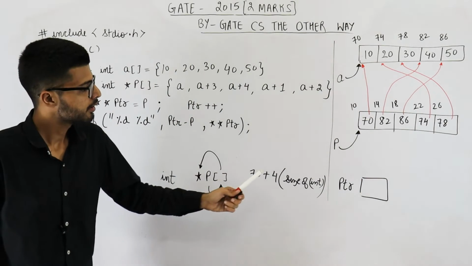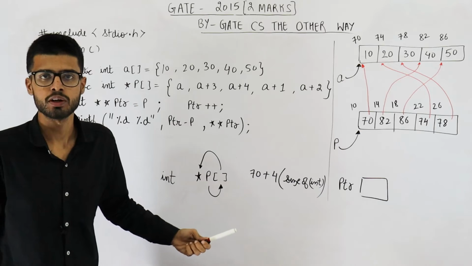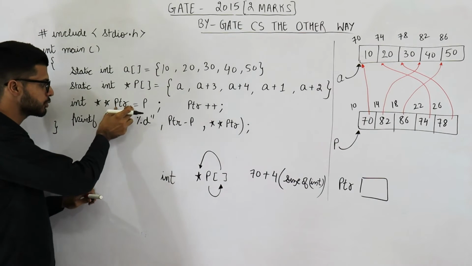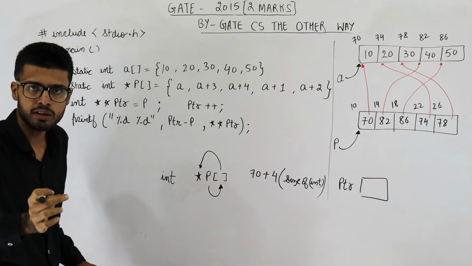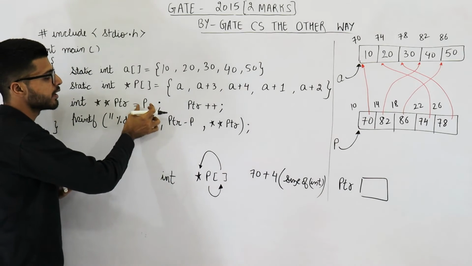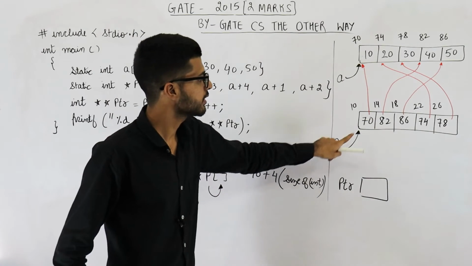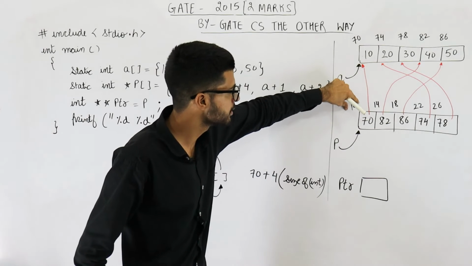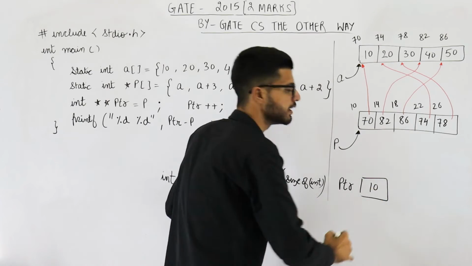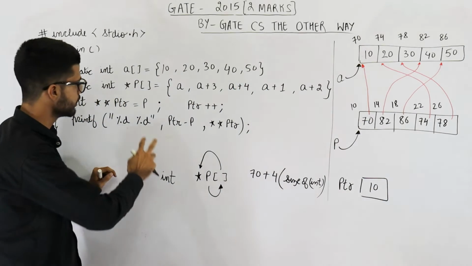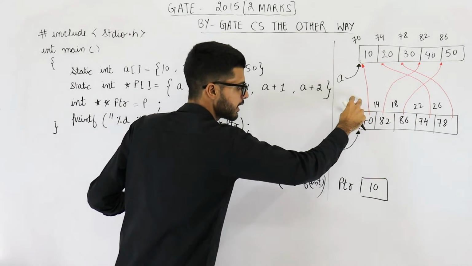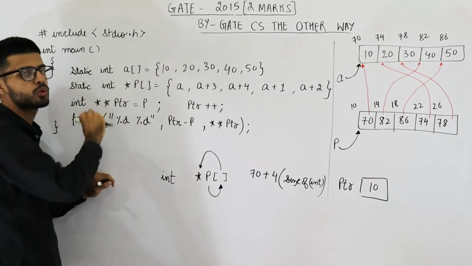ptr is containing the address of a pointer. ptr is a pointer to pointer to integer. That means ptr will contain the address of a pointer which further points to an integer. It is initialized with value p. What is p? p is the name of this array, which means it represents 10. So 10 is saved in ptr. p means the base address of this array, which is 10. So 10 is assigned to ptr.